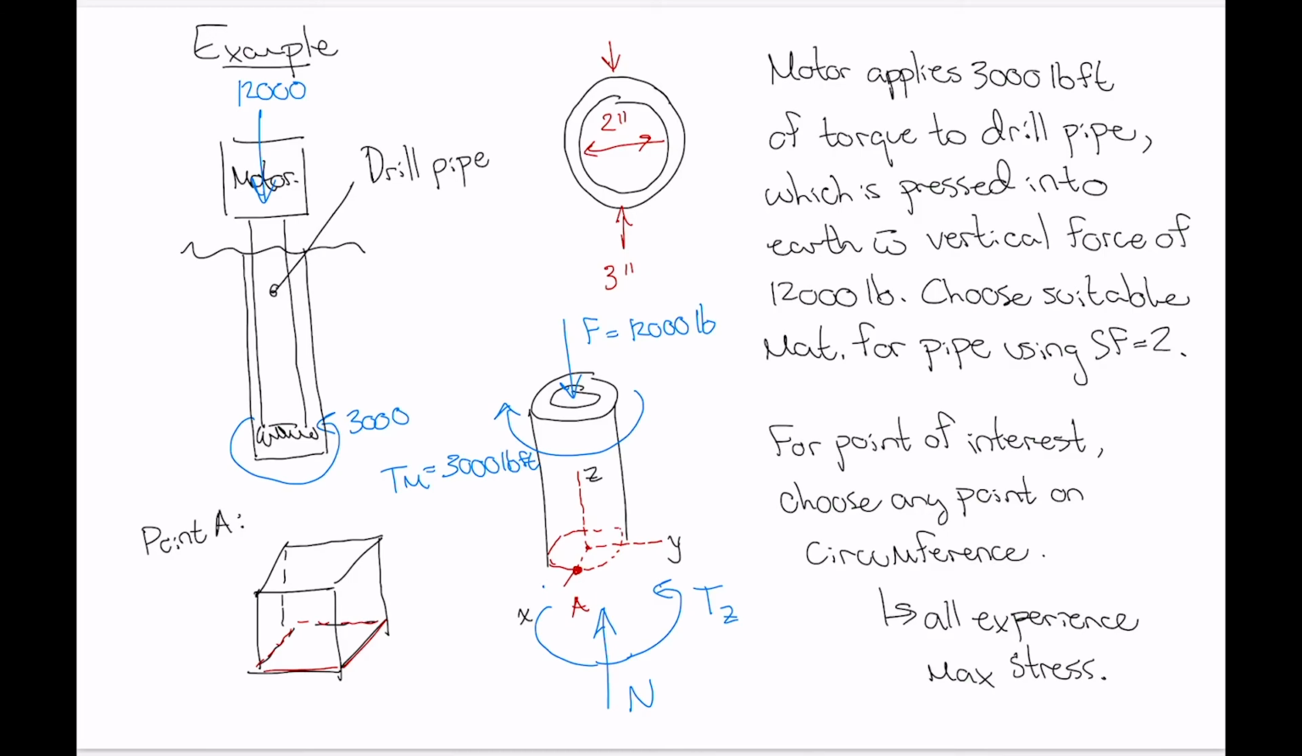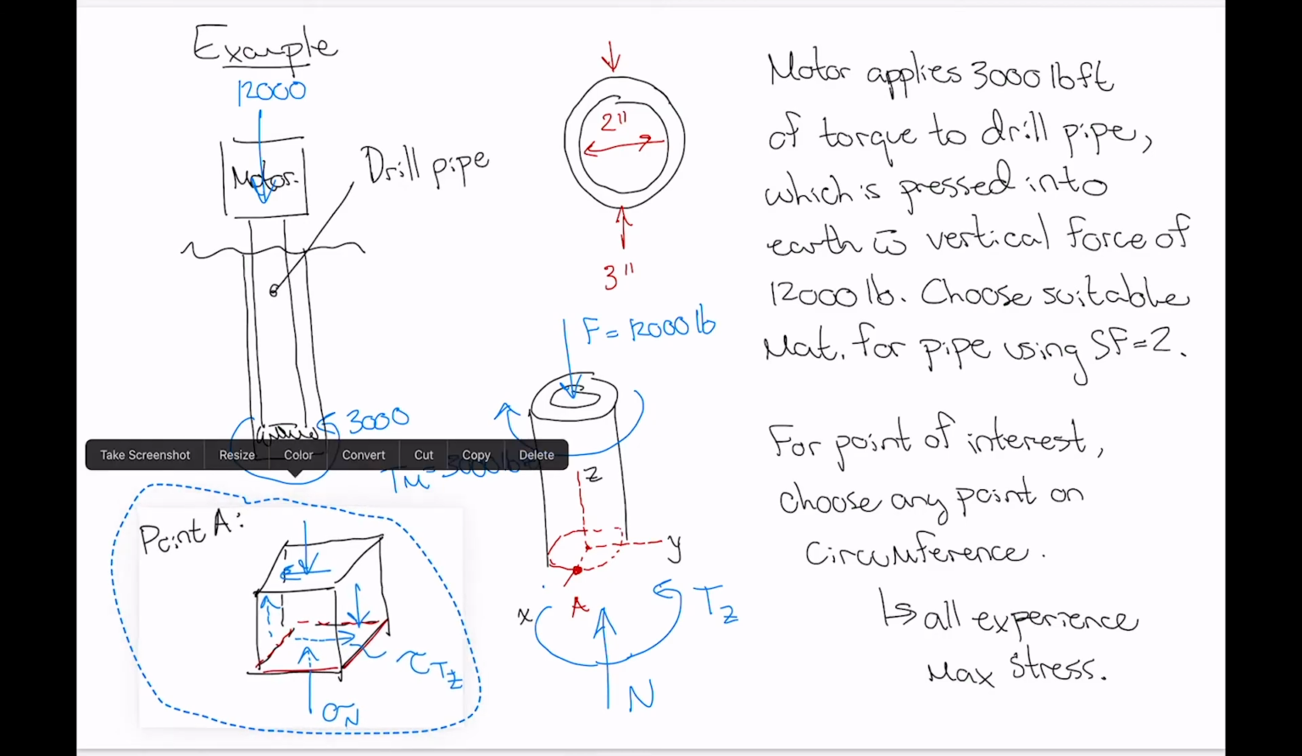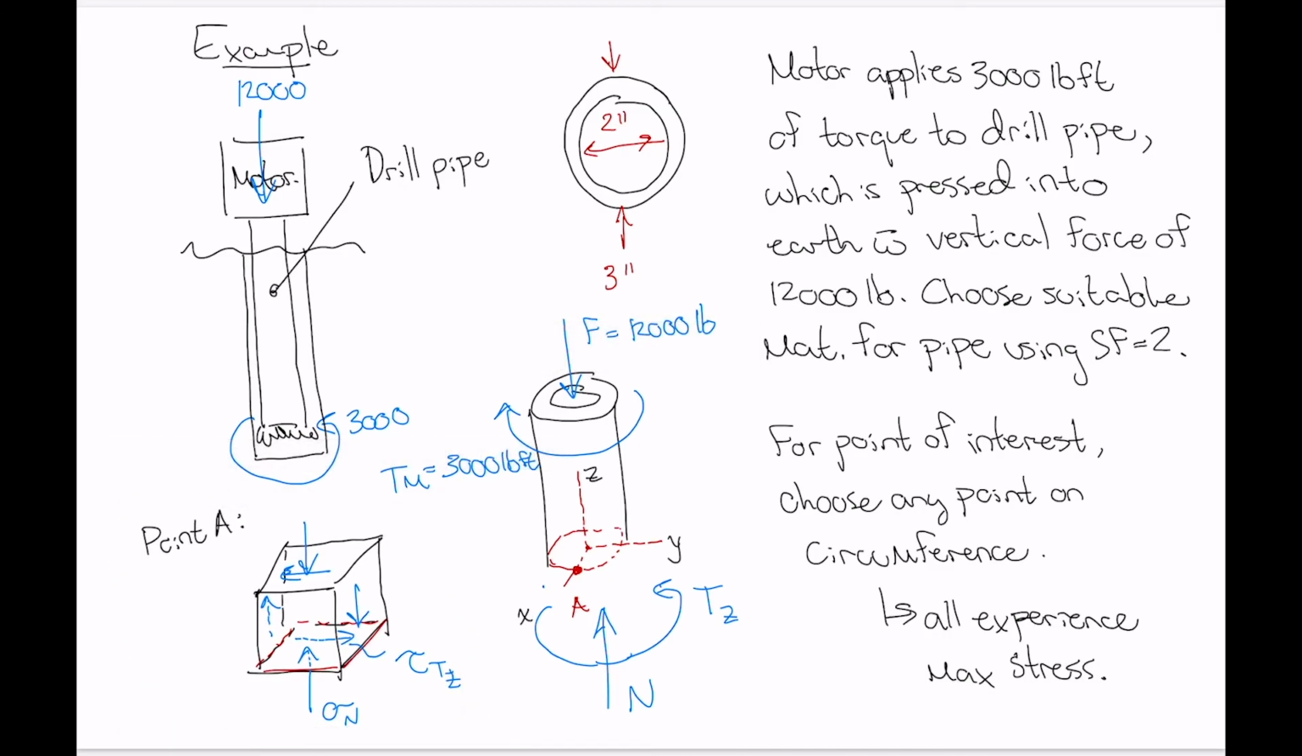From our normal force N, that's going to create a normal stress, sigma subscript N. And then our torque is going to create a shear stress on that bottom face in the direction of the torque, like that. So that is tau Tz. Okay, let's grab this drawing, copy it, and take it to the next page with us.